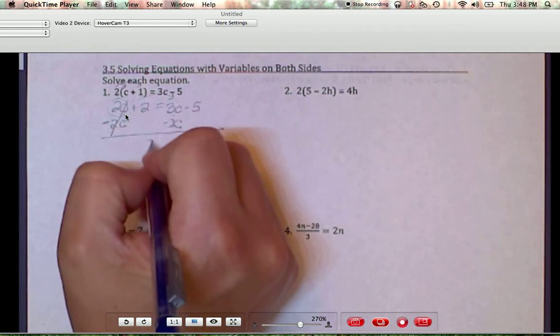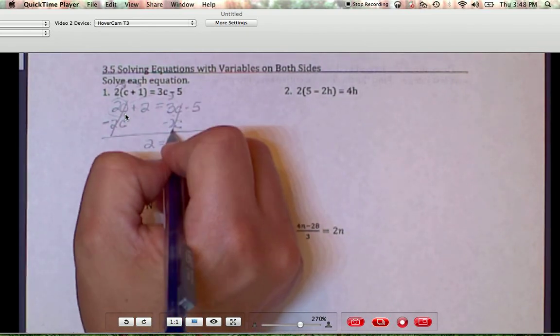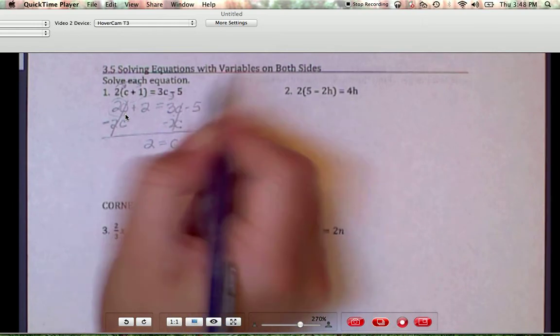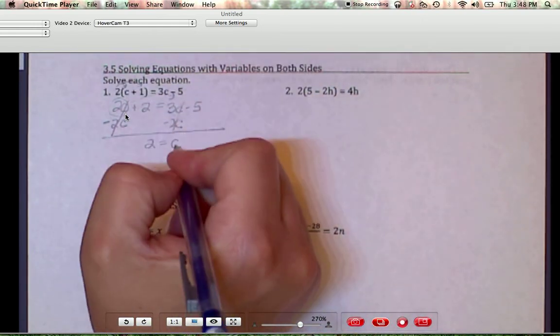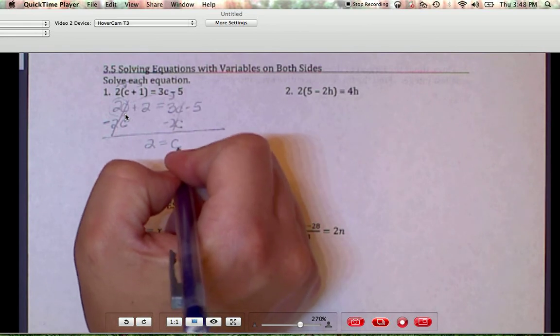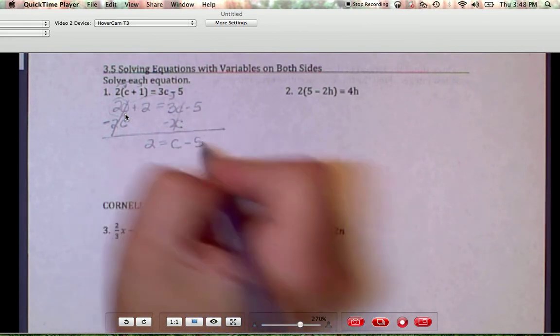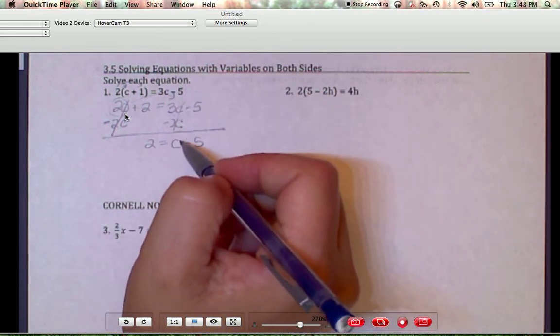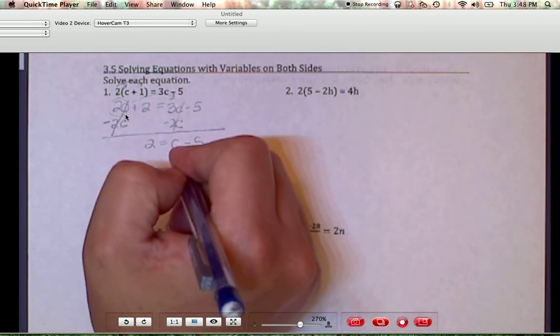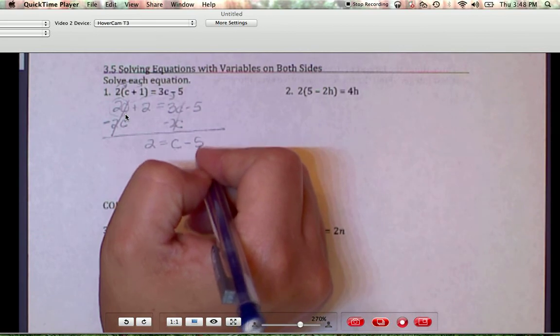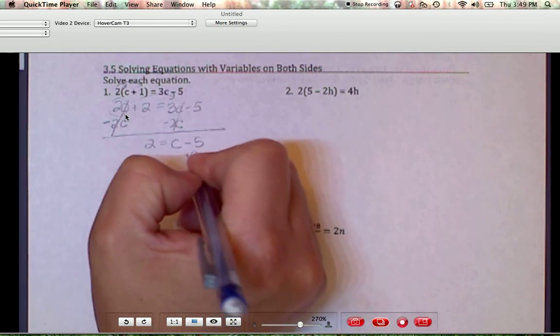So we're left with 2 on the left side. This gives us 3c minus 2c. We don't really cross them out. Sorry. 3c minus 2c is 1c, or you can just put c, and then you're left with minus 5. Once you do that, it looks just like other equations that we've already done. The c is on the right side right now, so we'll go ahead and move the 5 away from the c by adding 5 to both sides.